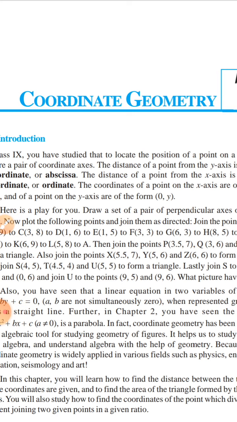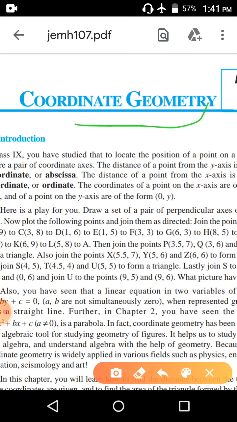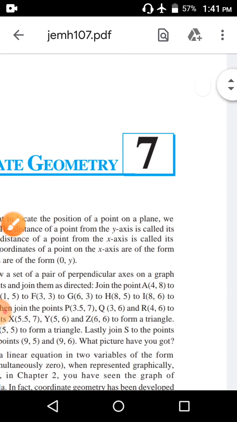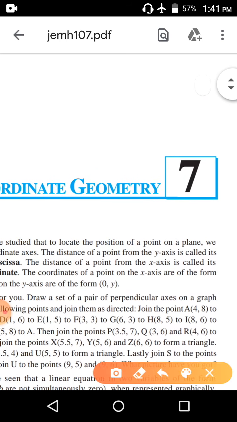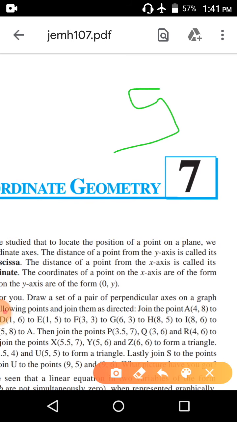Okay, so in this video I am going to talk about coordinate geometry, and this is the introduction to coordinate geometry. In your book, coordinate geometry is chapter number 9. I am telling you the chapter we are doing is not 7, it is 9. So in your book the chapter is 9. First, let us see some introductory definitions.